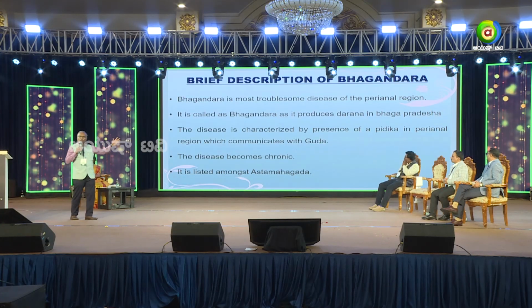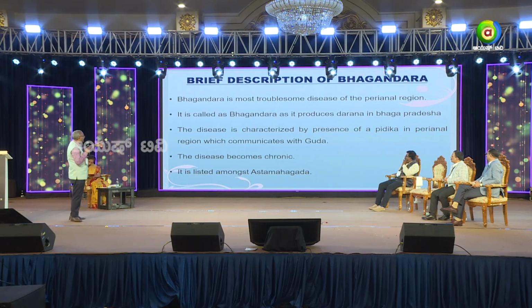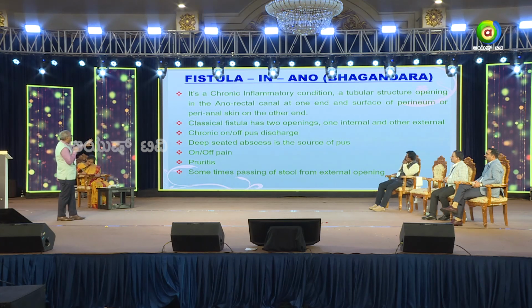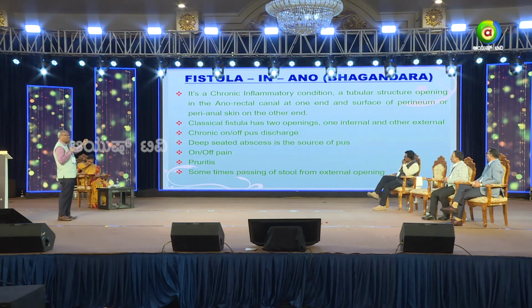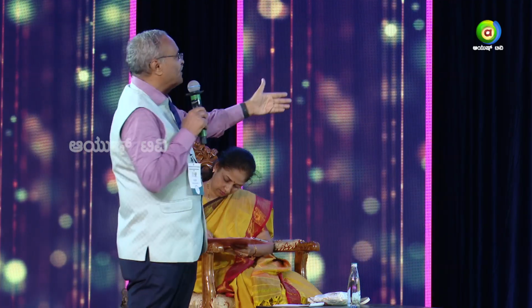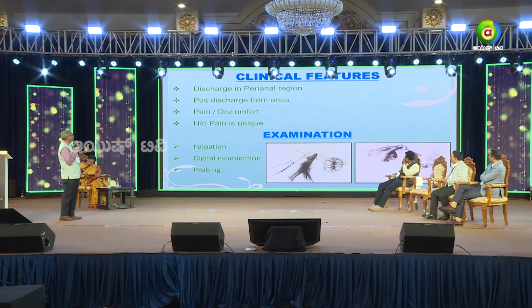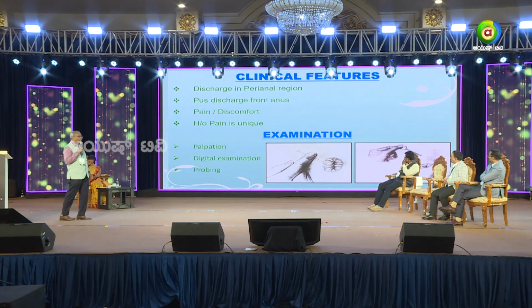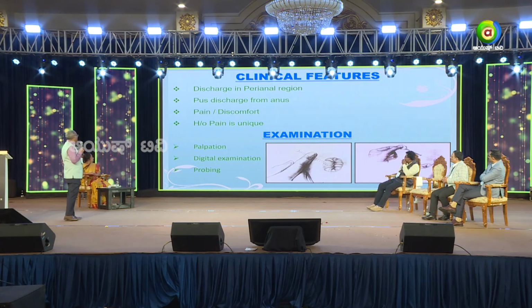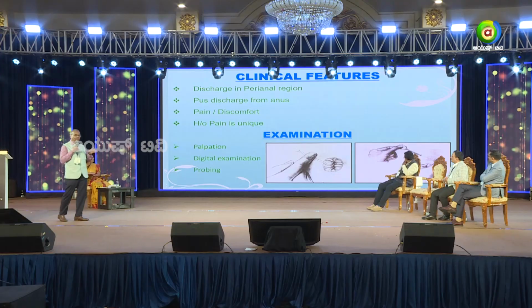Bhagandara, or the fistula, as you know, I am not going to describe the disease in detail. It is a chronic inflammatory condition. There is a sinus which communicates with the anal canal, and that is called a fistula in ano. Next slide please. Clinical features: there is a discharge in the perianal region, pus discharge from the anus. Sometimes pain and discomfort will be there. And the history of pain is unique. Whenever there is accumulation of pus, the patient has severe pain.